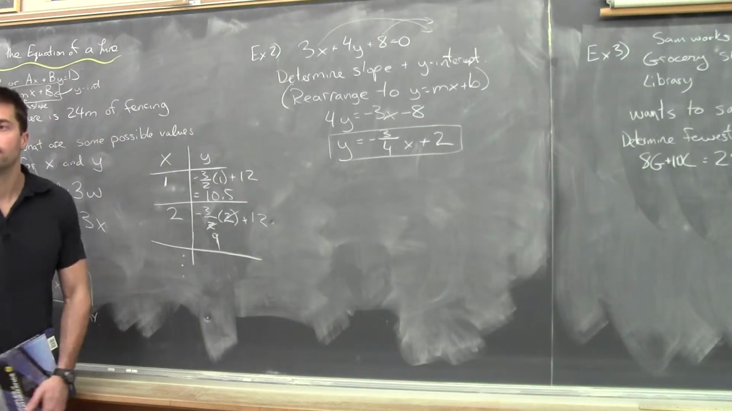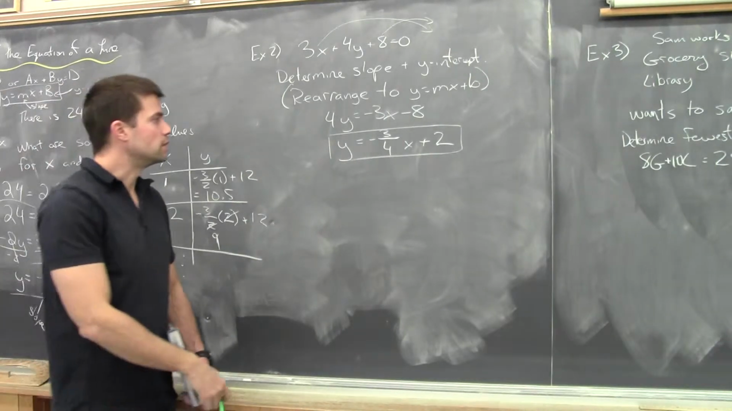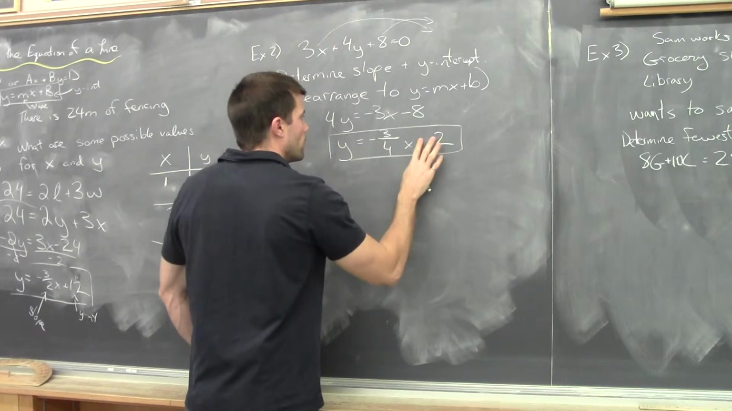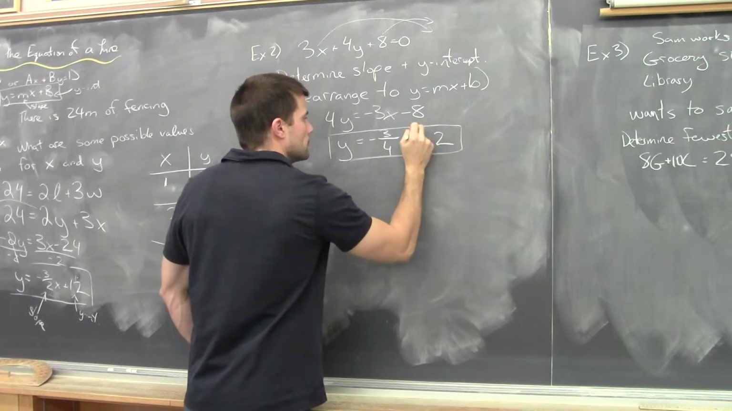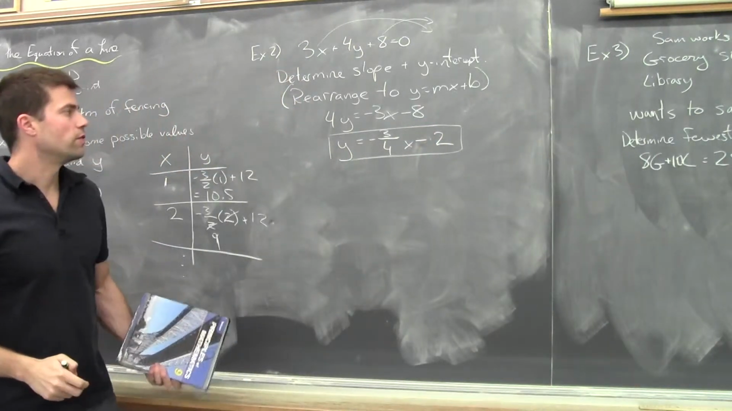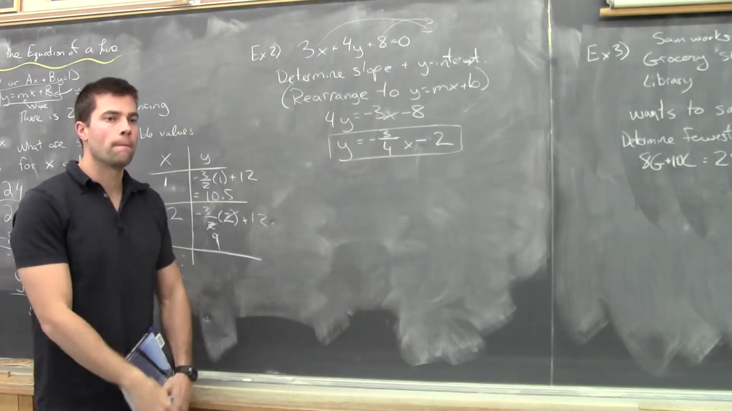Wouldn't it be negative 2? No, because it's... Sorry, you're right. Thank you. Negative 8 divided by 4 is negative 2. Oh, never mind.